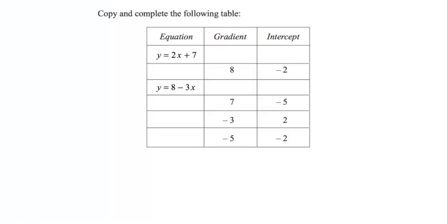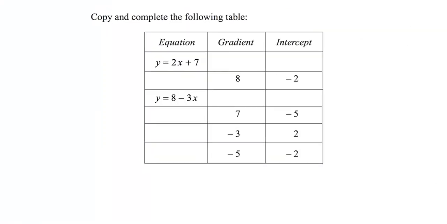Okay, so let's take a look, and come and look at it from a different angle now. If we're given the equation, what's that gradient? What's that intercept? So in this first example, if we have y equals 2x plus 7, the gradient is 2. It's that number there. If we wanted the y-intercept, then that is positive 7, or just 7. It's the number on the end.